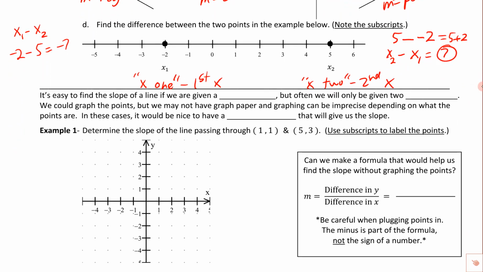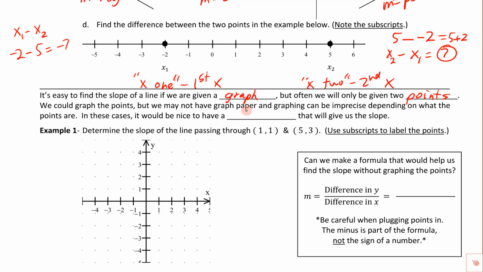So it's really easy to find the slope if we're given a graph. We've been doing that for a while. We've been drawing triangles and things like that. Last time we talked about how we can give it the name rise over run, but there are times where we will only be given 2 points. Now, if you're only given 2 points, you could graph the points, but you may not have a piece of graph paper, and graphing can be a little bit imprecise. As we saw, we have to pick convenient points, and if we don't have a piece of graph paper or we count wrong, we're going to get the wrong answer.